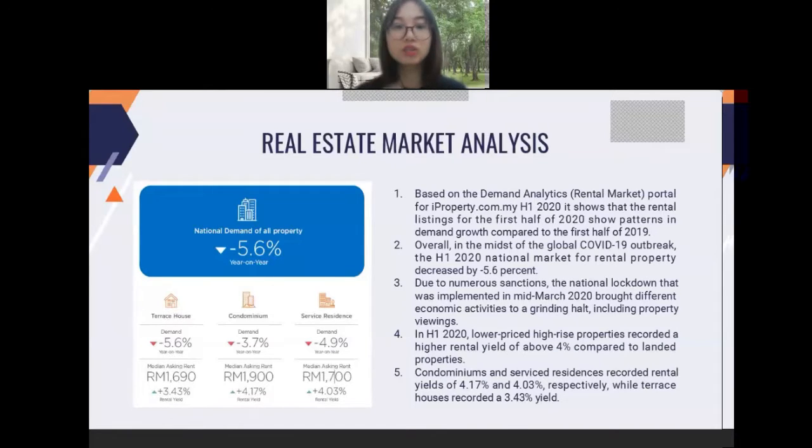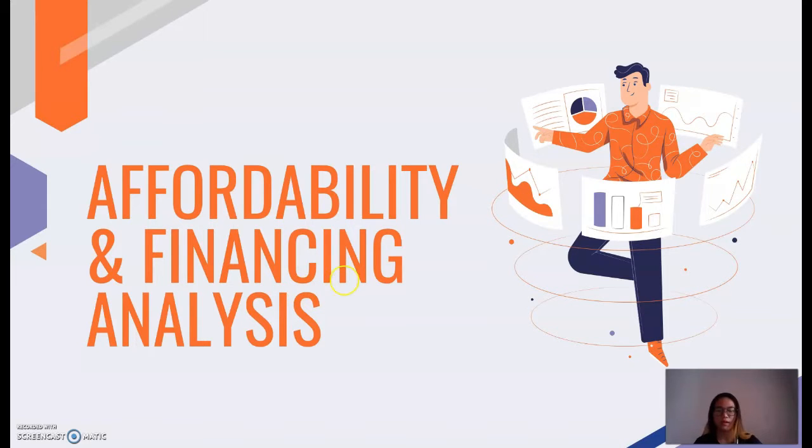So in H1 2020, lower priced high rise property recorded a higher rental yield of above 4% comparable to landed property. And you can see from the left side picture, the condominium and service residences recorded rental yields of 4.17% and 4.03% respectively, while the terrace house recorded a 3.43% yield. So that's all for my part. Thank you.